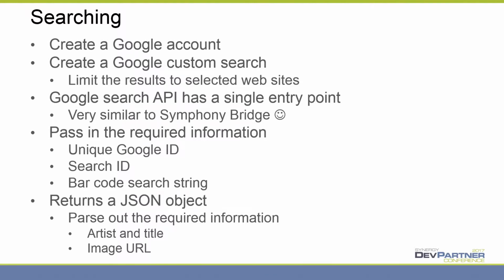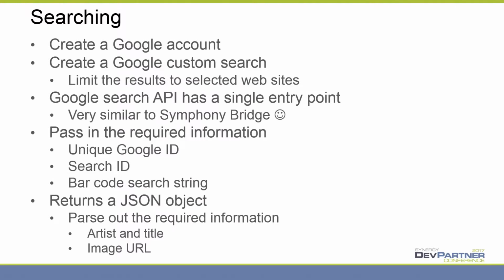Google Search is very similar to Symphony Bridge. It has a single entry point, although it's a REST entry point, which is now going to be available through Symphony Bridge come July 2017, as I did say on my slide the other day. It's a single entry point, and you pass through various things. So you get a Google ID that identifies you. You get a search ID that identifies the particular custom search. You can have any number of custom searches, depending on what type of searching you want to do. And then obviously the barcode string that you want to search for.